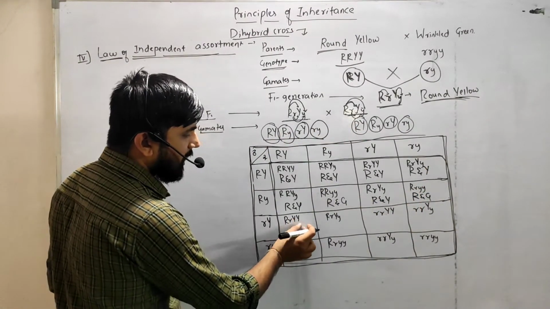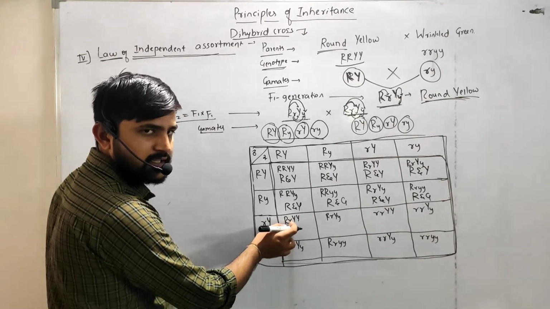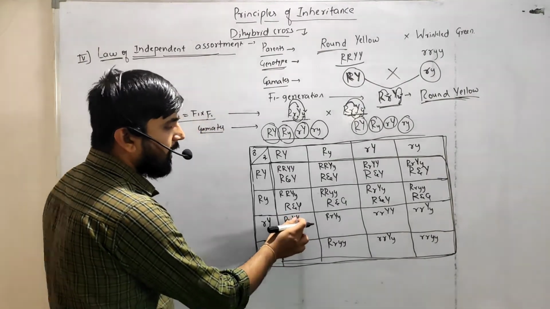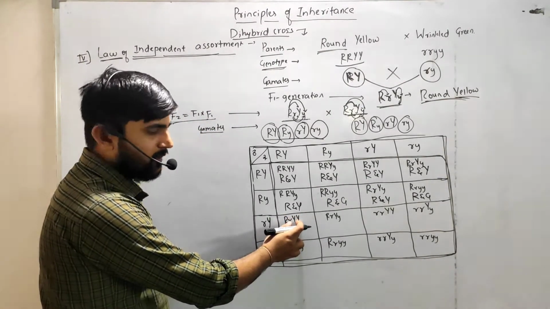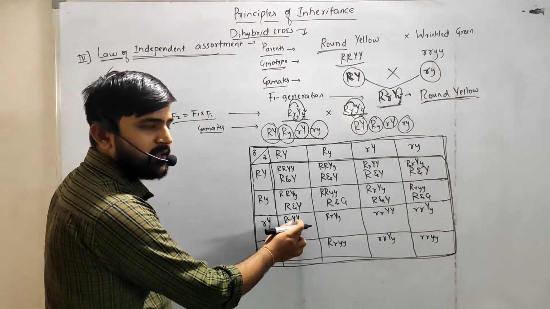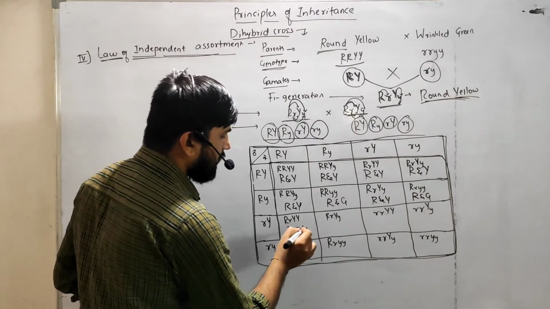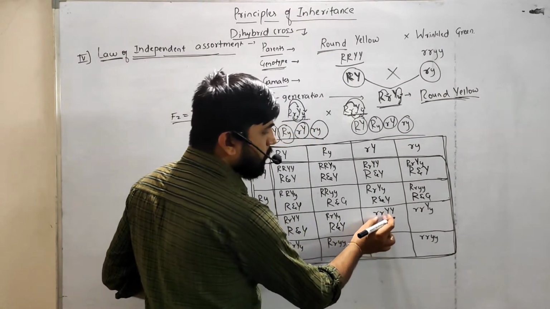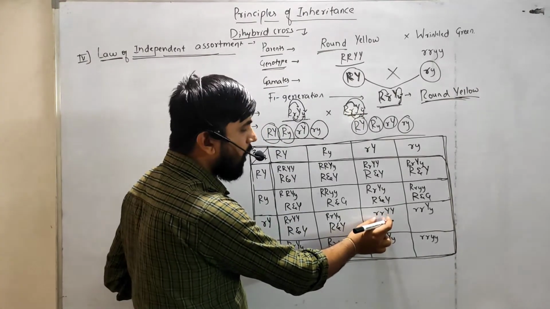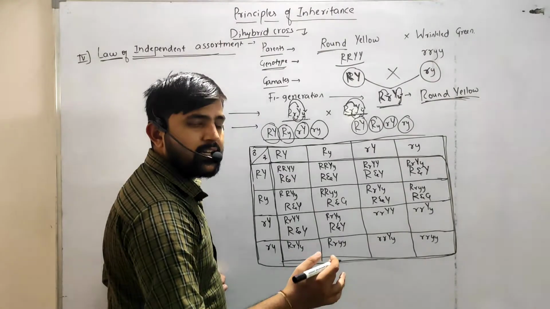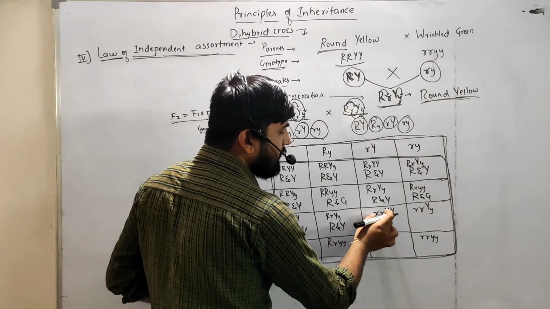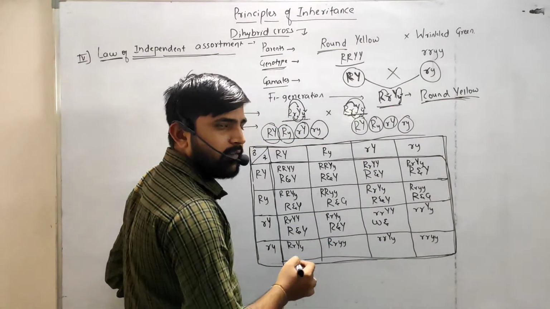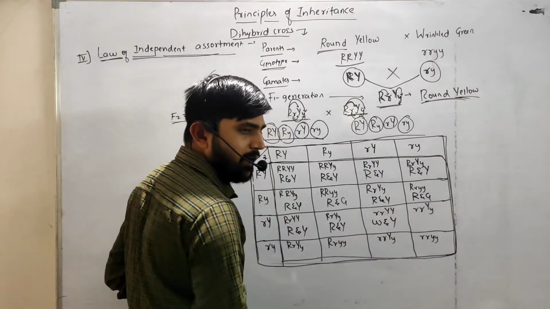And here capital R, small r, capital Y, capital Y. Capital R, small r in heterozygous condition, capital R is dominant over small r, that's why it is round. And capital Y, capital Y, there is no presence of the recessive character, so Y represents the yellow color: round and yellow. And here also round and yellow. See here, both are in recessive form, small r, small r. There is no presence of dominance, so at that time this recessive will express itself, that is wrinkled. And capital Y represents yellow: wrinkled and yellow.